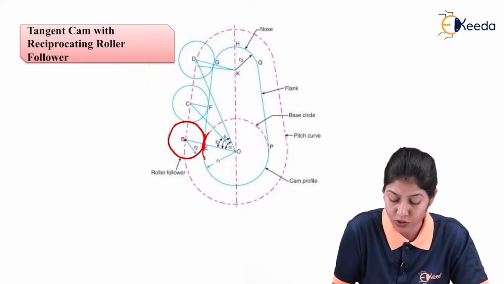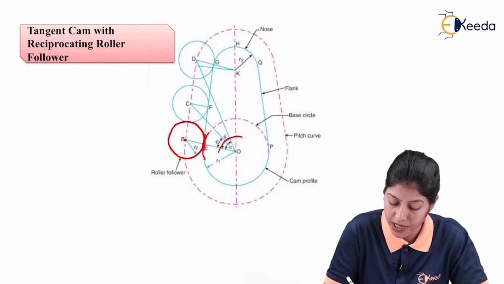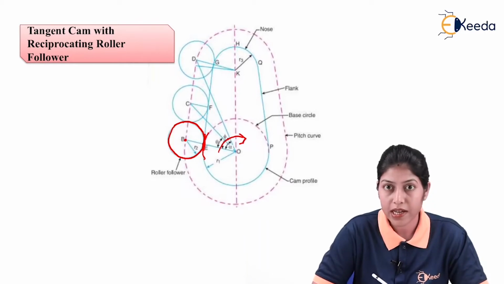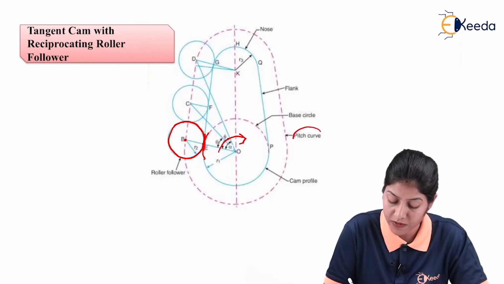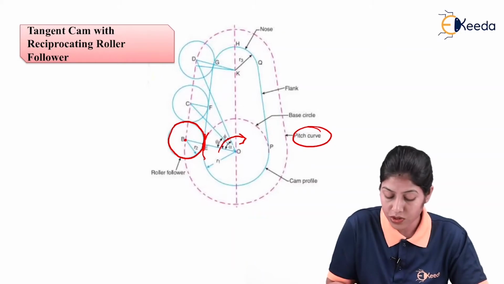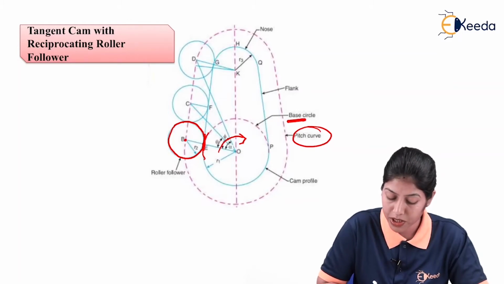If this follower is in reciprocating motion and this cam is in rotating motion, this particular cam will rotate through a particular angle, or it will have some angular displacement. On the basis of angular displacement of the cam and reciprocating motion of the follower, we define the pitch curve. So the second term of this particular tangent cam is pitch curve. One is the base circle, second is pitch curve.